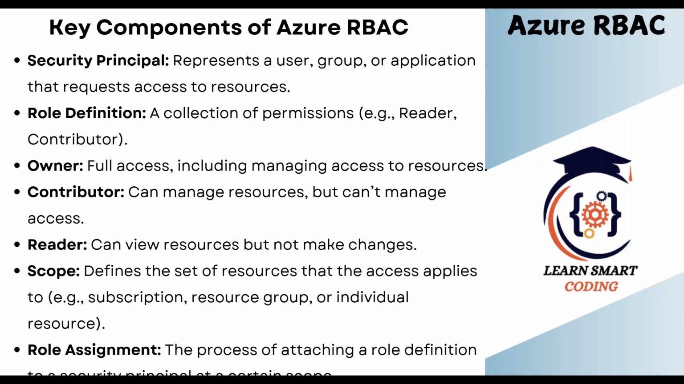Scope means basically where this is applied. Is it at the subscription level, resource group level, or an individual resource level? And then role assignment is the process of attaching a role definition to a security principal at a certain scope. So basically you have a role created, and you attach that to a security principal, which is a user, a group, or an application, at a scope level. That's what is important. Scope is where this is applied, under which resource group or resource this role is applied. That is what is called role assignment.